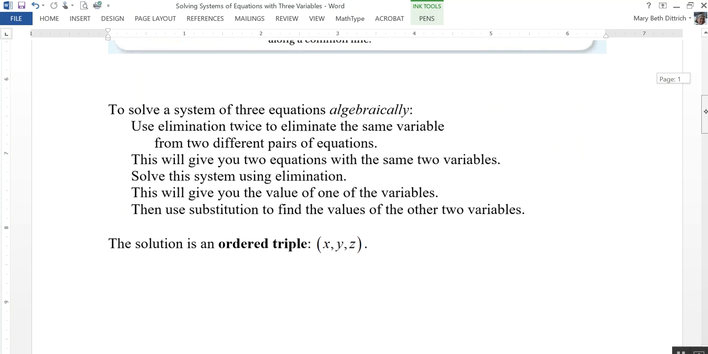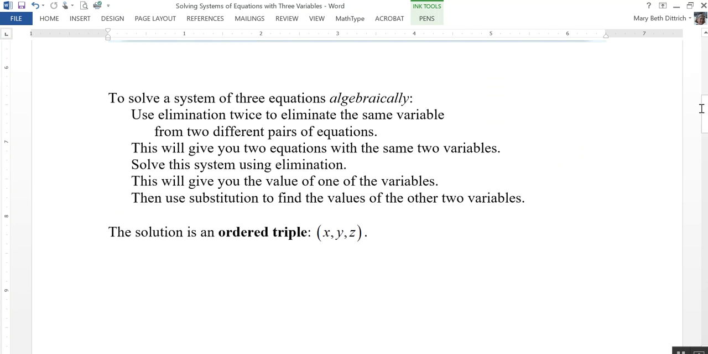How are we going to do that? We're going to use elimination twice to eliminate the same variable from two different pairs of equations. So that's very important. You need to basically eliminate the same variable twice. This will give you two equations that have the same two variables. Solve this system using elimination, and this will give you the value of one of the variables, then use substitution to find the values of the other two variables. Your solution is called an ordered triple. It's an x, a y, and a z.